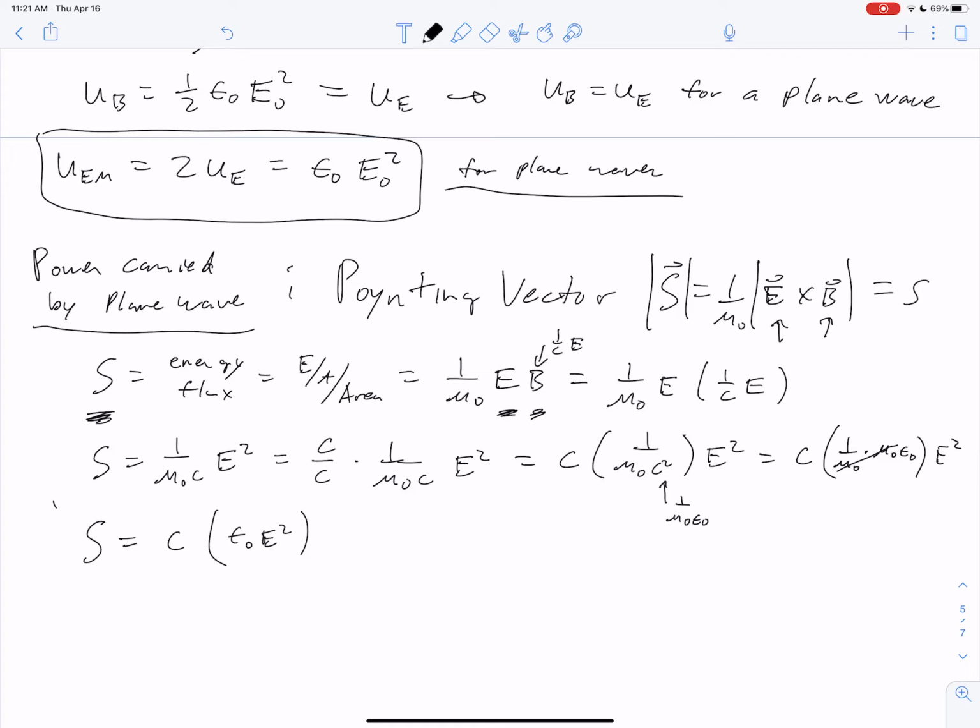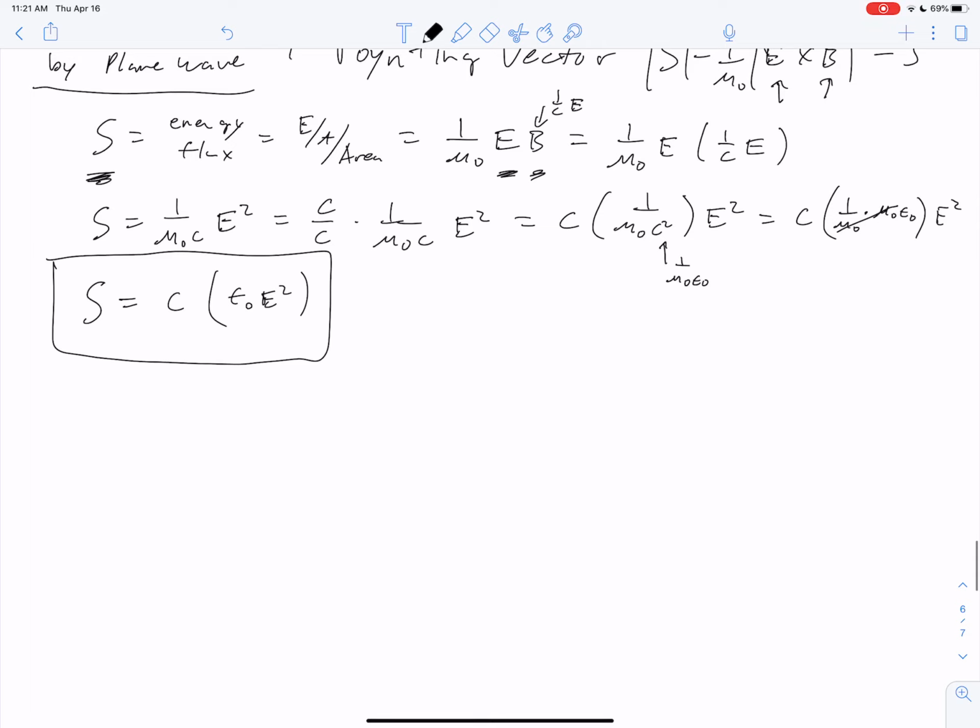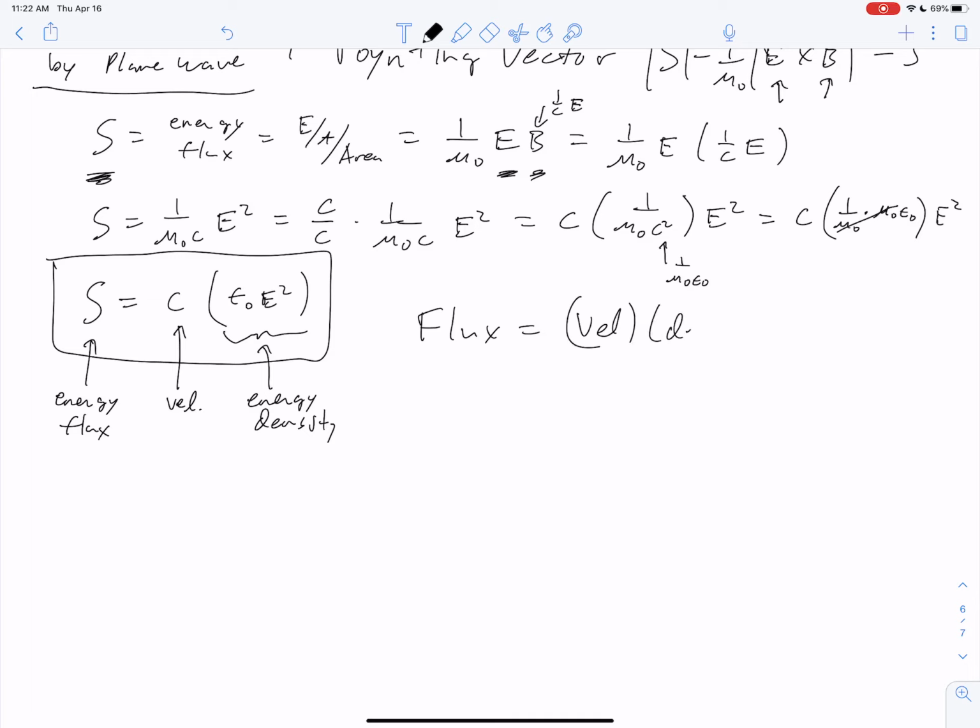And this is a really beautiful relationship. I find it very helpful because what we see is that this is an energy flux, and we see that this is the velocity, and we see that this is the energy density. And this is really great because we know that in general, flux is equal to velocity times density for any flux.